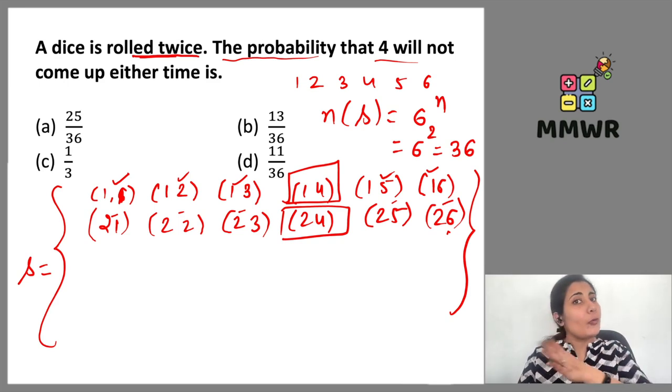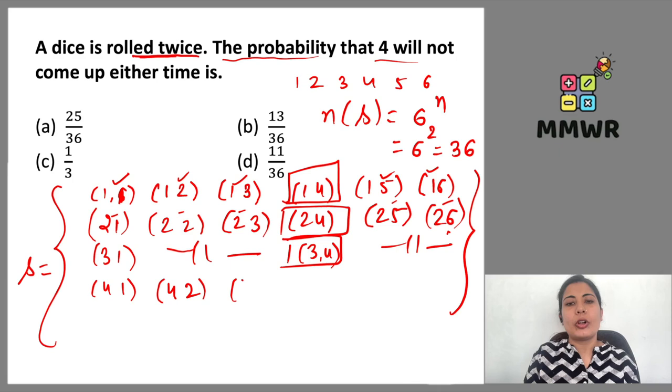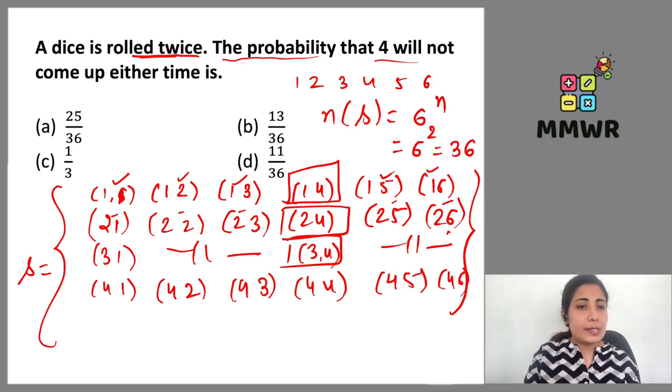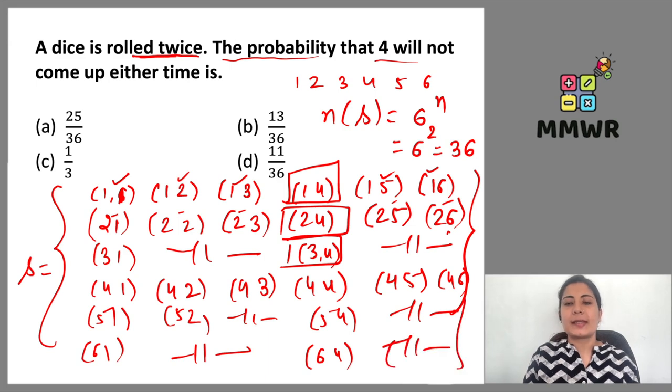Similarly 4 1, 4 2 वाला तो पूरी सीरीज में ही 4 है, so that we have to exclude. So let me write this 3 1 and ऐसे यहाँ पर 3 4 होगा, and then similarly here 3 1, 3 2, 3 3 like this. Now 4 1 वाली पूरी सीरीज ही मैं लिख रही हूँ because everywhere on the first dice I am getting 4 every time. So 4 4, 4 5 and 4 6. Similarly 5 1, 5 2, and then here 5 4, and then 5 5, 5 6, then 6 1, 6 2, 6 3, 6 4, 6 5, 6 6, right?